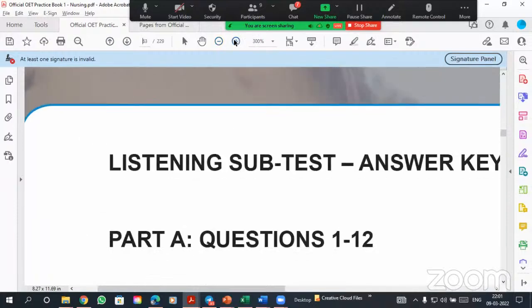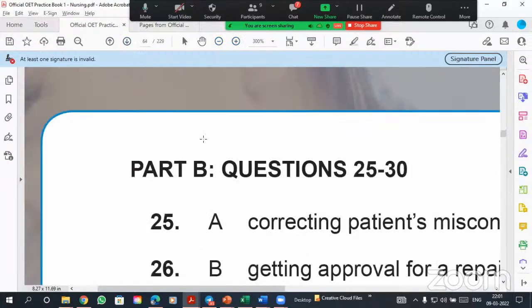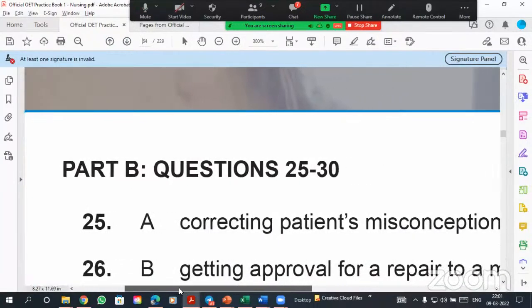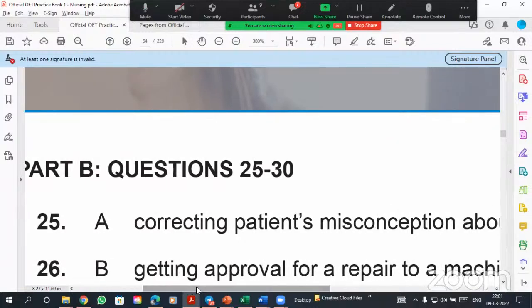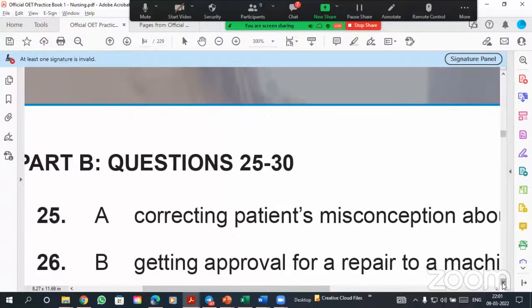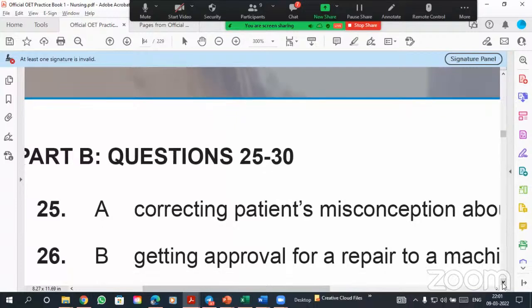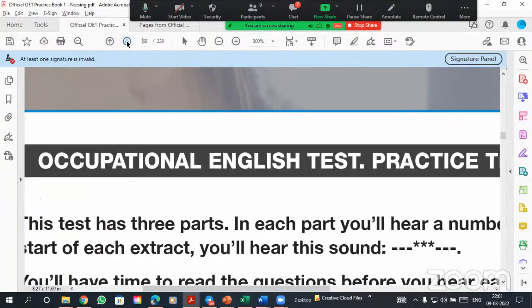Let us check our answer. So that is it. B. Getting approval for a repair to a machine. That is the right answer. But now, let us go forward and see what he is telling here.